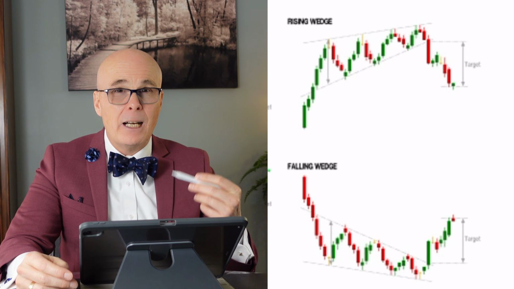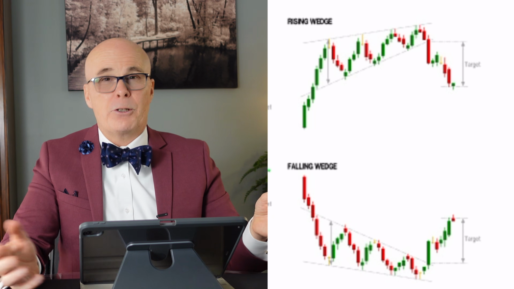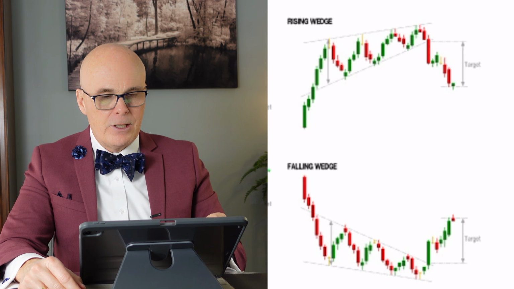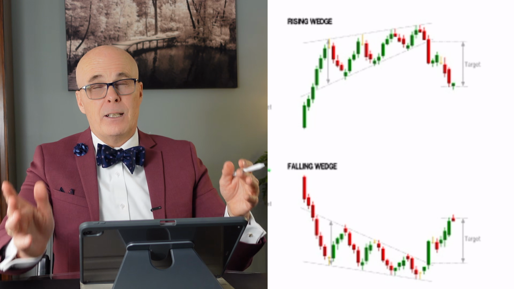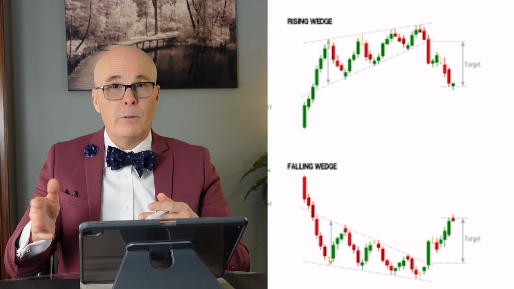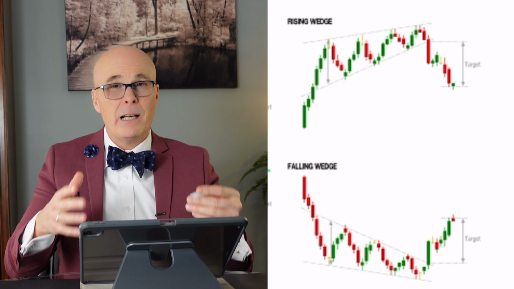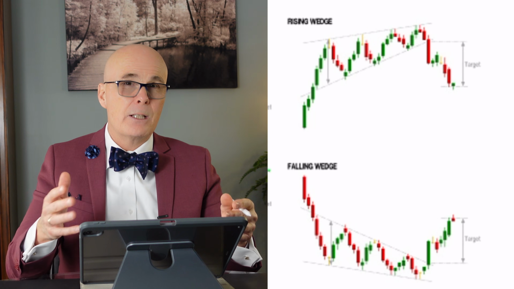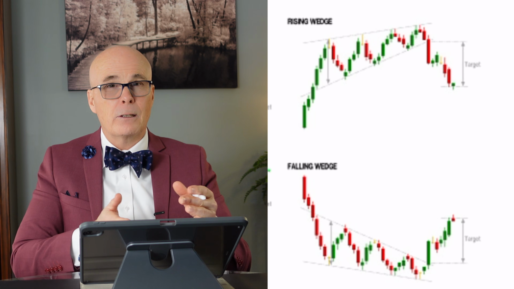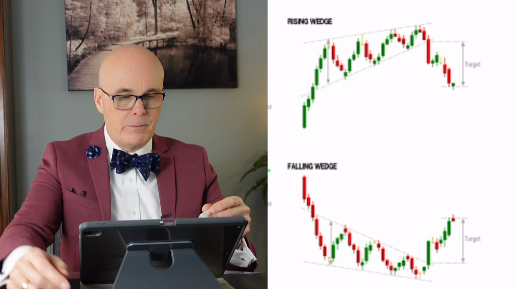I actually don't rely on this pattern very often. I'm going to show it to you anyways. It's called a wedge. Now we're going to get into a similar formation to this in a minute when we look at continuation patterns. And that's why I find that the wedges are not super predictive, because they look in some ways like a continuation pattern.